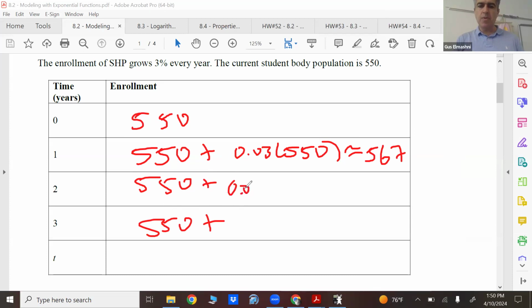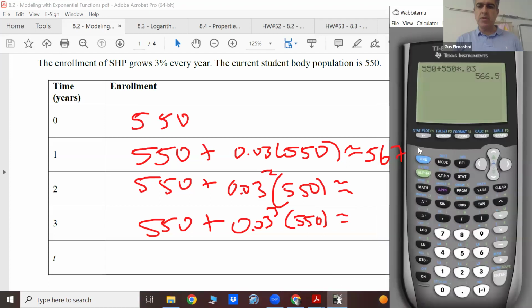We're doing 0.03 squared, then multiply by 550, or 0.03 cubed, times 550. And what you could do is you could just repeat it, but raise that to the second power. Whoa, what did I just do?